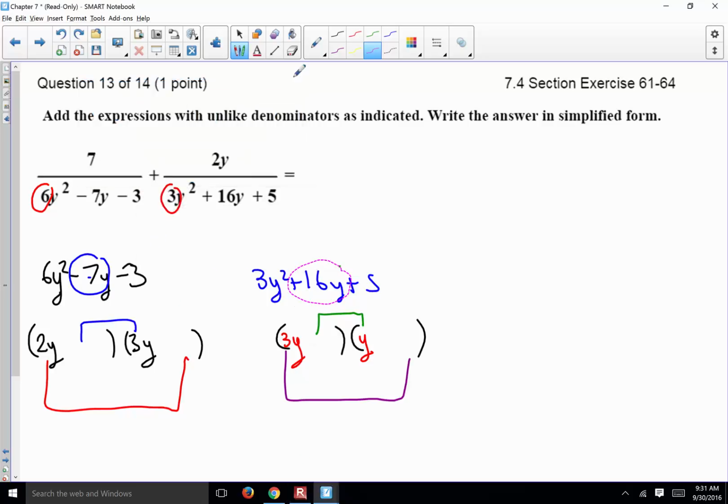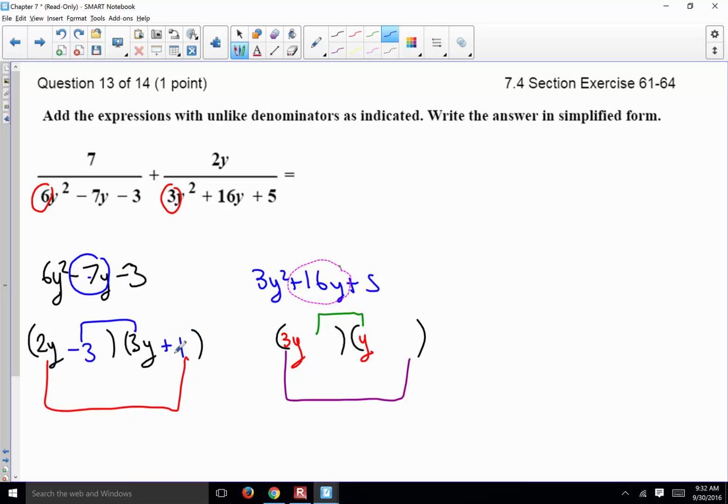2y minus 3 and 3y plus 1. We have a result coming in. So 2y minus 3 and 3y plus 1? Plus 1. Let's check. Minus 3 times 1, does it make minus 3? Yes, the last number is met.